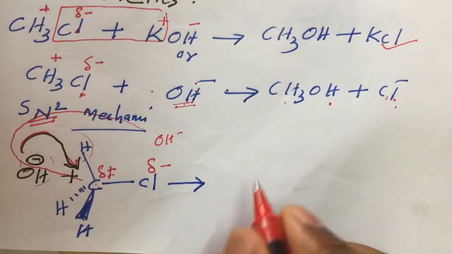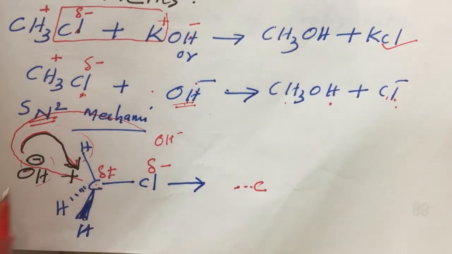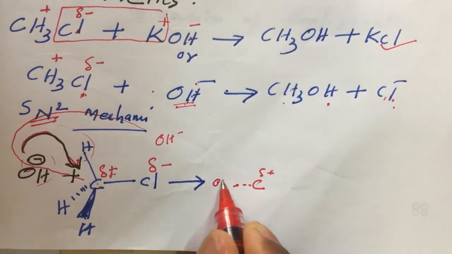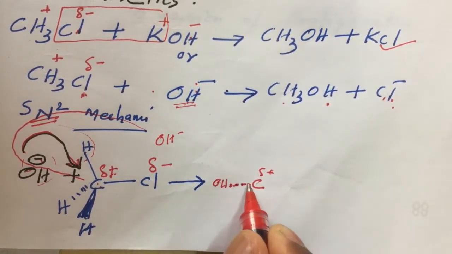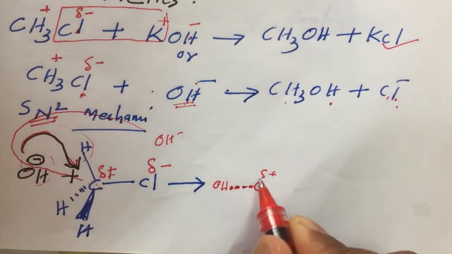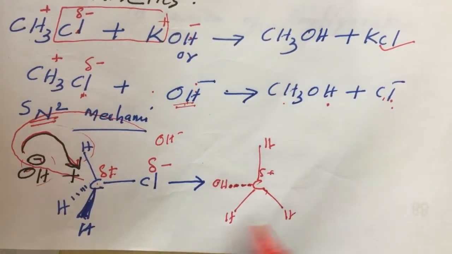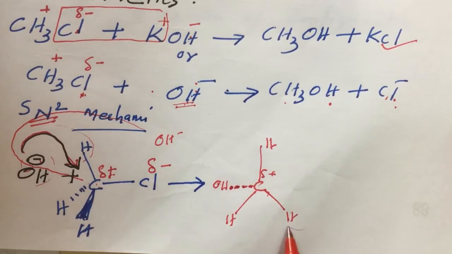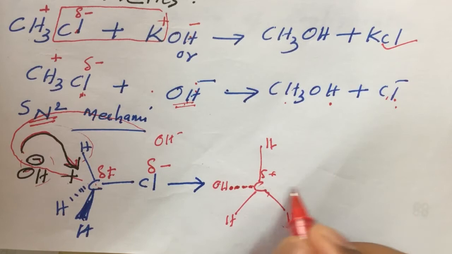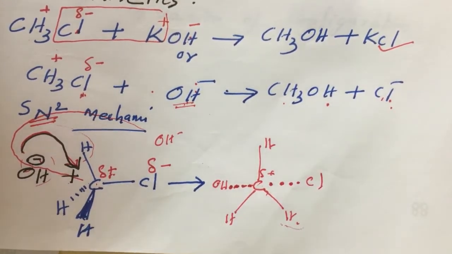Then what will happen? Carbon is positive and OH is negative, so OH and carbon will make a new bond. Then the positions of the three H atoms will change like this. Already there is one C-Cl bond, and that bond becomes weak.